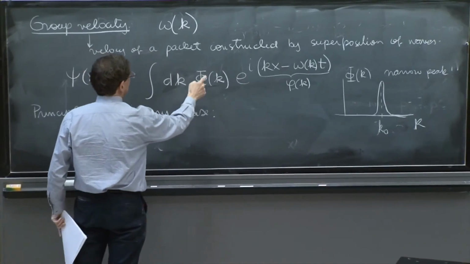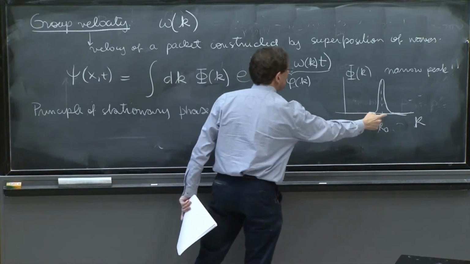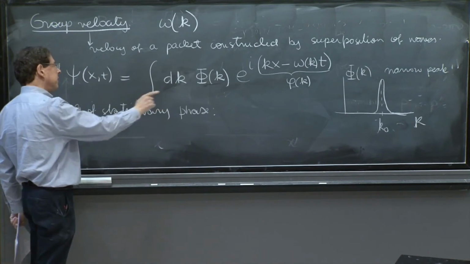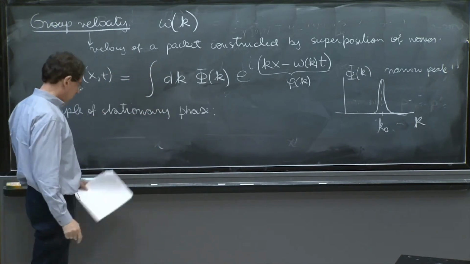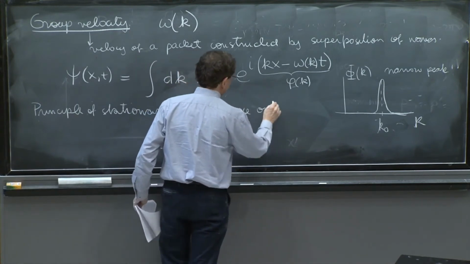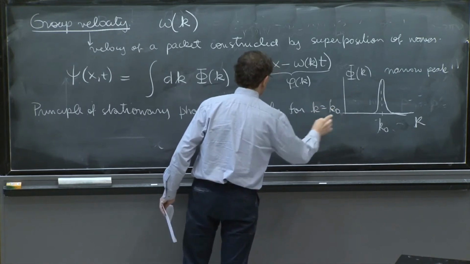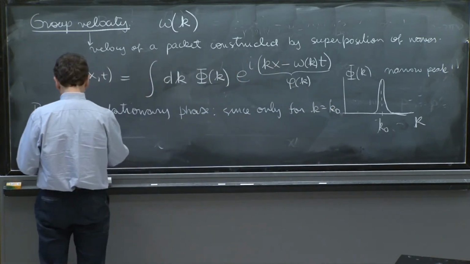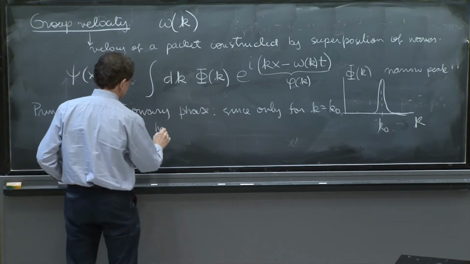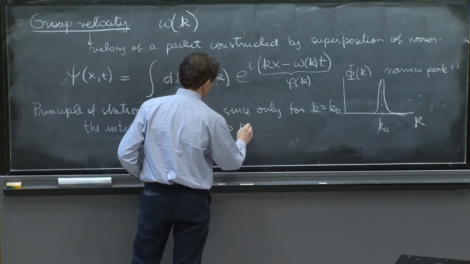And I'll say the following. Since phi anyway only peaks around k naught, so this is the principle of stationary phase applied to this integral. Since only for k roughly equal to k naught, the integral has a chance to be non-zero.